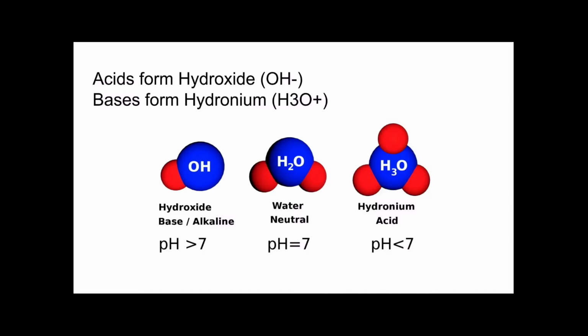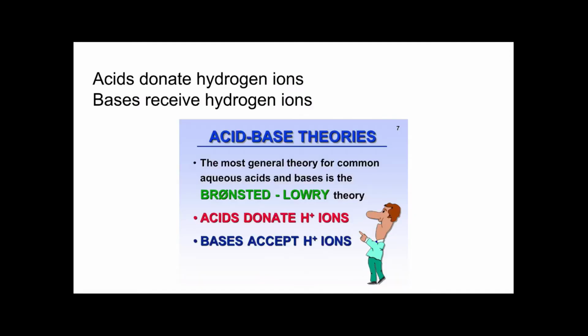A substance can't be acidic and basic at the same time because of acid and base purpose. Acids donate hydrogen ions while bases only receive them. This is known as the Bronsted-Lowry theory.